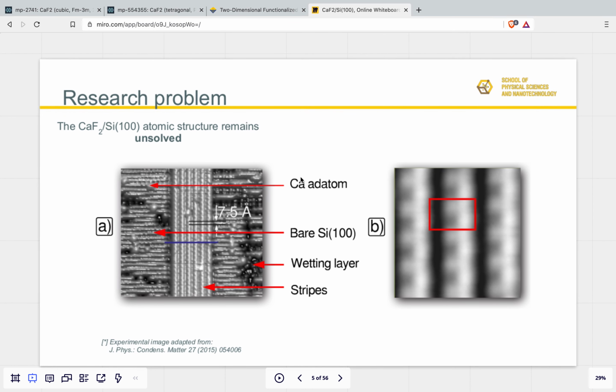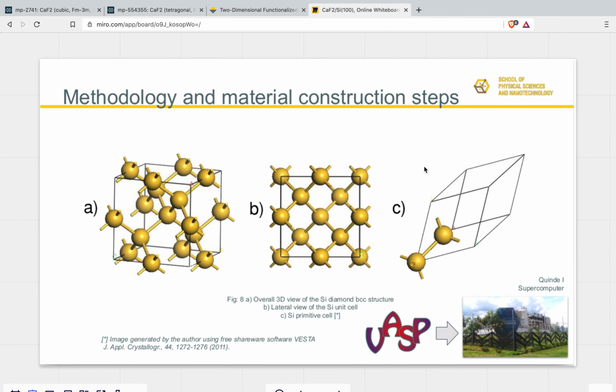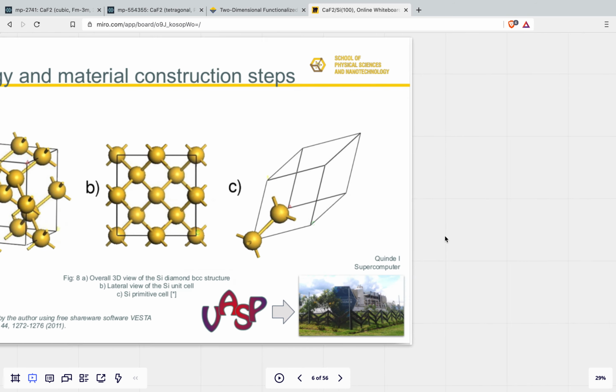However, its exact atomic structure remains unsolved, as the best STM measurements return these kinds of images of the stripes formation. To tackle that, we constructed the material using DFT with the VASP software running on the Kindle 1 supercomputer. We started from a primitive cell of bulk silicon.